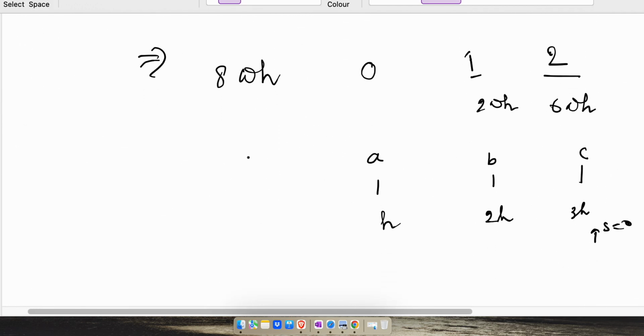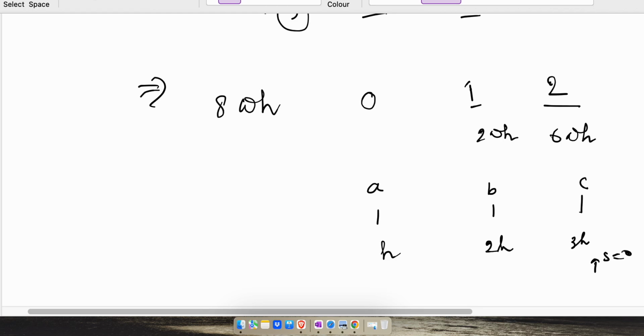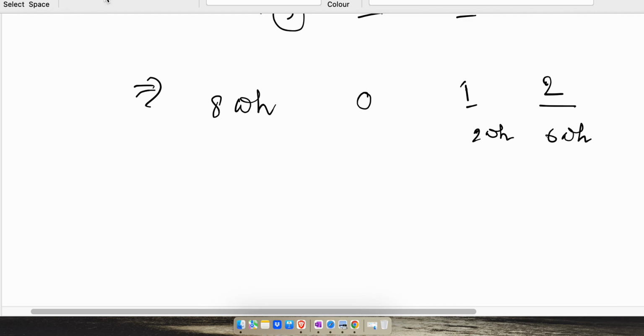So as we have discussed previously, the possible way I can get 8 omega h is, if I put one individual in every energy level, I will get 8 omega h, right? 3h, no, 6h actually. If I put, okay, all right, let me write it.